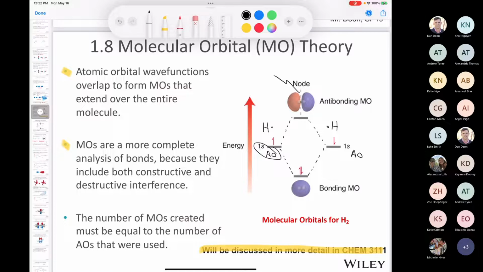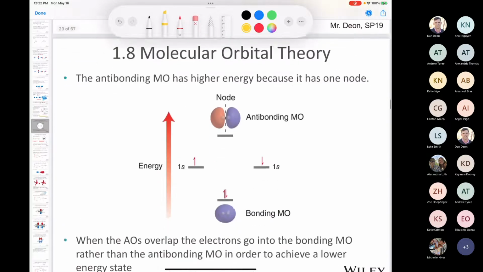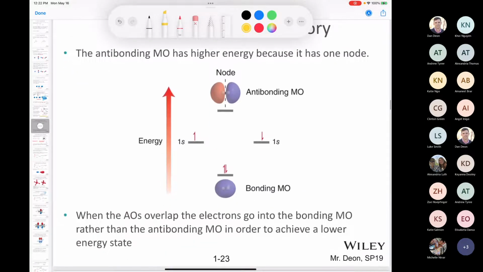This is also an atomic orbital, this 1s. Well, I have two atomic orbitals, and I end up with 2 molecular orbitals. So I have the bonding molecular orbital and the antibonding molecular orbital. And thus, the number of MOs for any molecule is going to be equal to the number of atomic orbitals that were used to create those molecular orbitals. The antibonding molecular orbital is higher energy because it has a node.